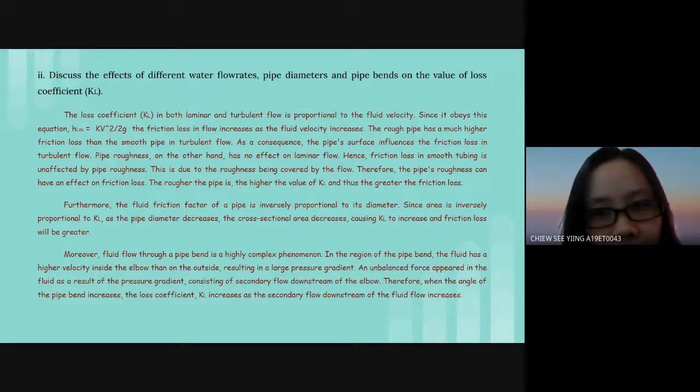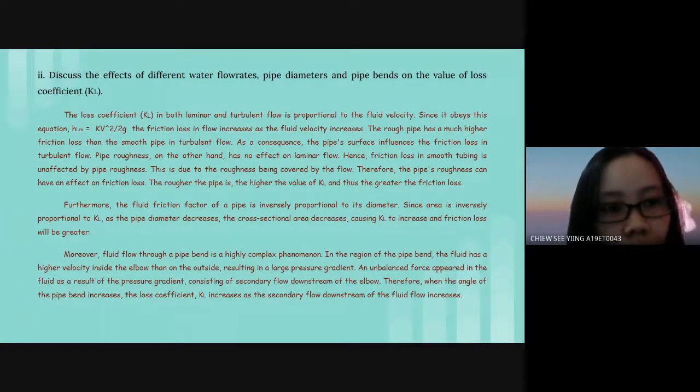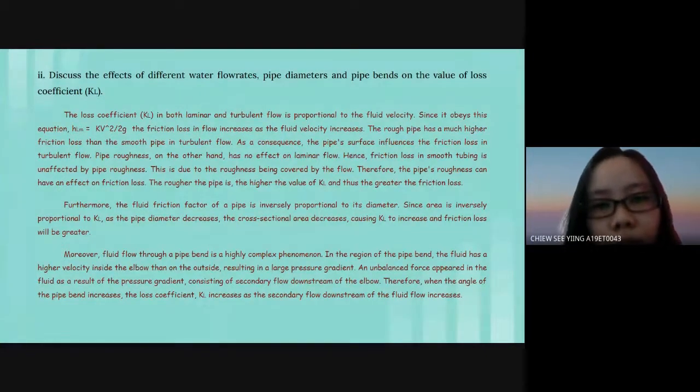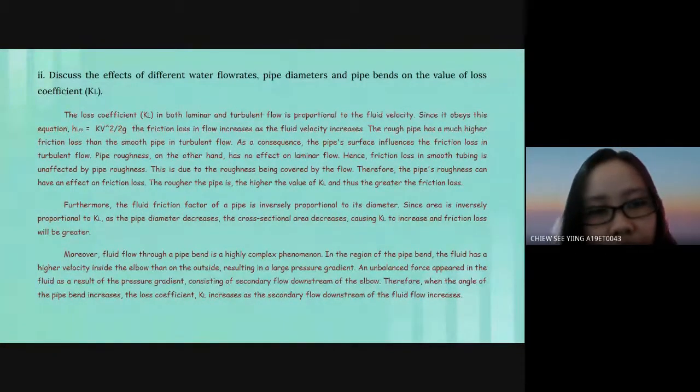The rough pipe has a much higher friction loss than the smooth pipe in turbulent flow. As a consequence, the pipe's surface influences the friction loss in turbulent flow. Pipe roughness, on the other hand, has no effect on laminar flow. Hence, friction loss in smooth tubing is unaffected by pipe roughness. This is due to the roughness being covered by the flow. Therefore, the pipe's roughness can have an effect on friction loss. The rougher the pipe is, the higher the value of the loss coefficient, and thus the greater the friction loss.